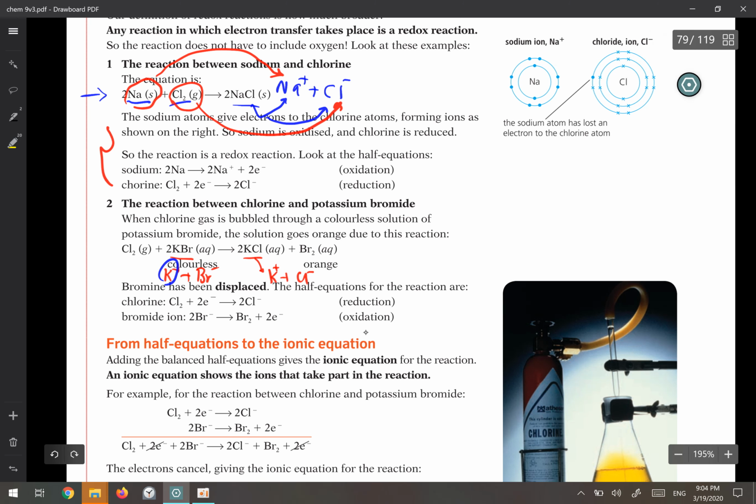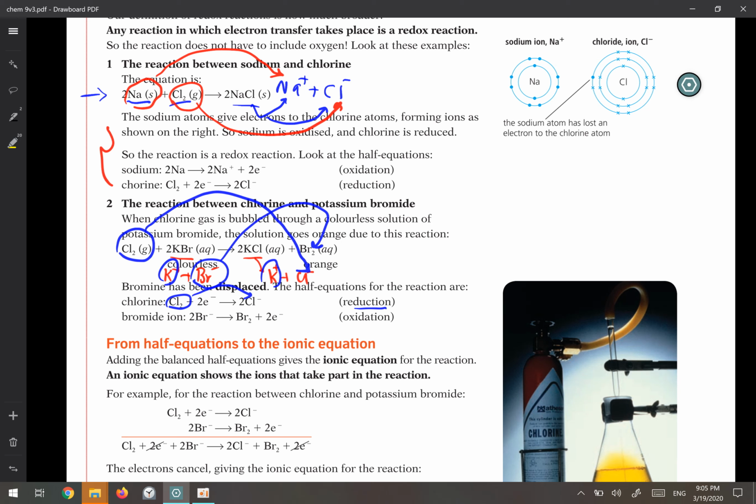Now we can easily say what's happening in this case. You have K+ at the left side and the same K+ at the right side, so K+ neither gained nor lost electrons. Let's look at Cl2. Cl2 is converted to Cl-, so it has gained electrons. So this is reduction, converting Cl2 to Cl-. And what happens to Br-? Br- becomes Br2, so it has lost electrons. This is oxidation.